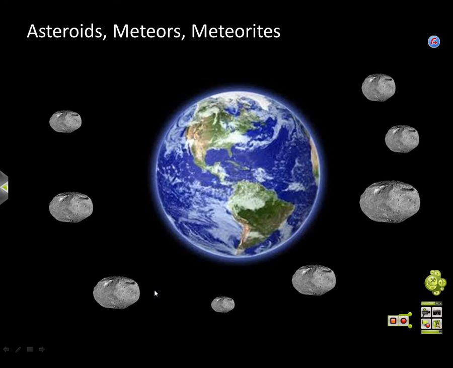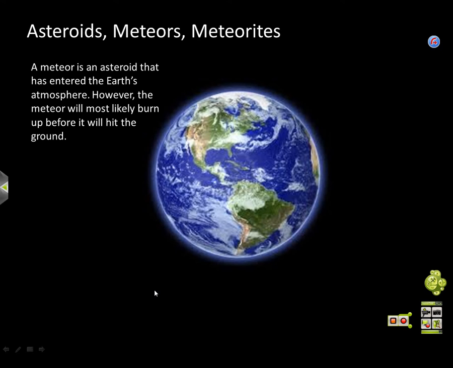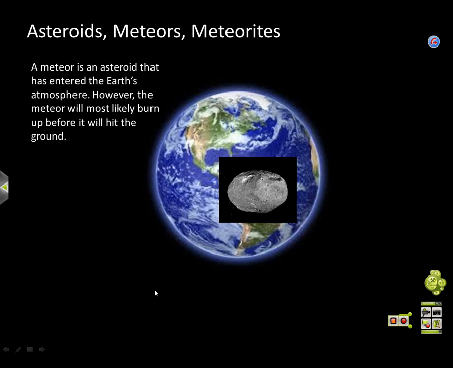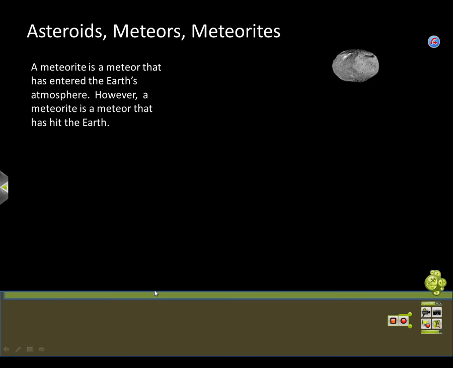Okay, we got some animation. Asteroids are in space, big chunks of rock. A meteor enters the Earth's atmosphere and dissolves. A meteorite actually hits the ground.